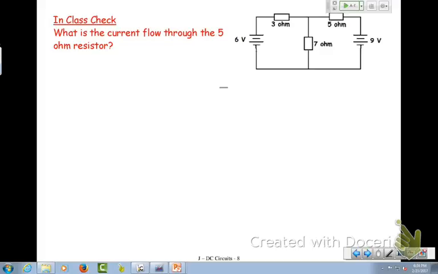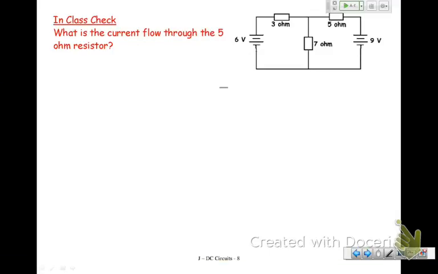First thing, pick a junction, doesn't matter where. Three wires, three currents. I1, I2, I3. How do I know? I have no idea. I just made it up.